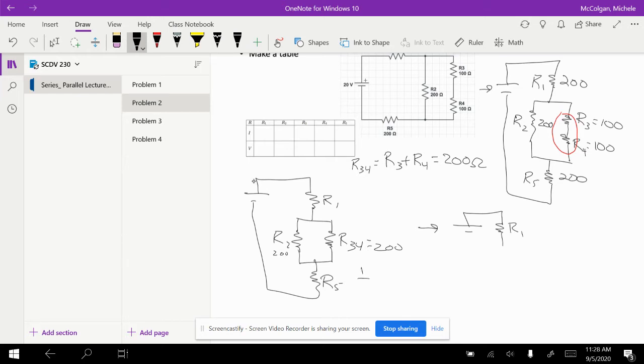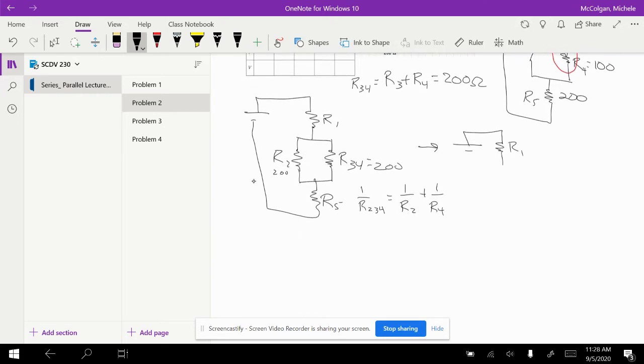So my 1 over R234 is equal to 1 over R2 plus 1 over R34. And so that is equal to 1 over 200 plus 1 over 200. That's equal to 2 over 200, which is equal to 1 over 100. So 1 over R234, so R234 is equal to 100. So I'm going to have this. So this is going to be R234 is equal to 100.